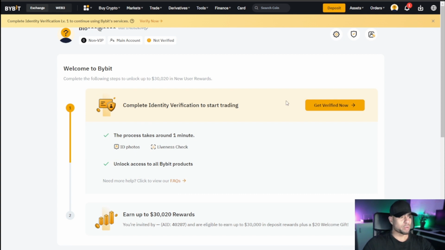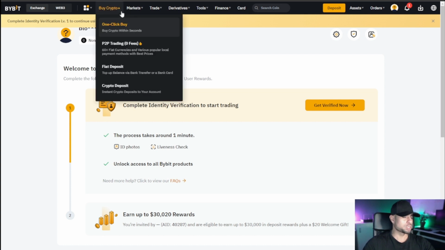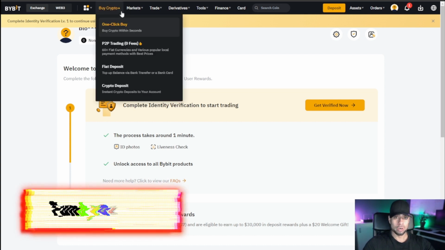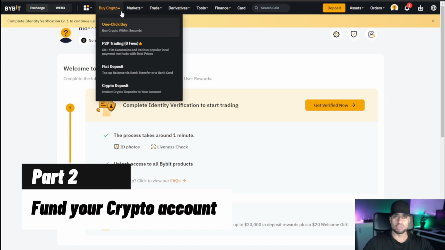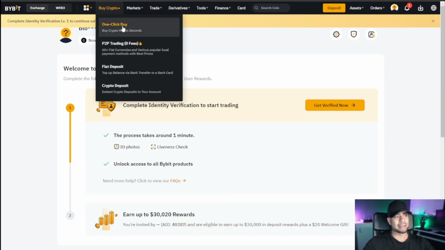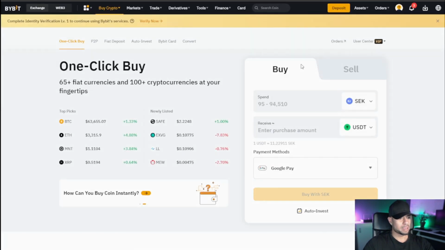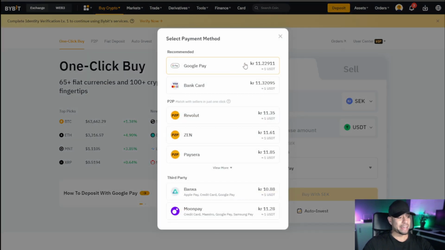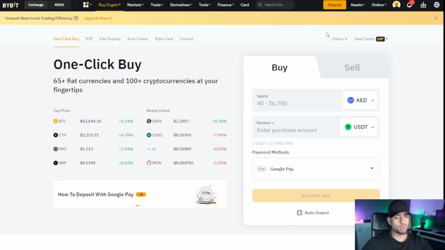Now, when you are done with the verification process, you want to proceed. And the first thing you do is, of course, either buy or deposit crypto, because you need crypto, right? The easiest thing is to one-click buy. So when you head over here to buy crypto, you click on one-click buy. This allows you to buy with Google Pay, with your bank card, with bank transfer, MoonPay as you see, and so on. Now, if you want to deposit crypto directly, you head over to this button here that says deposit.